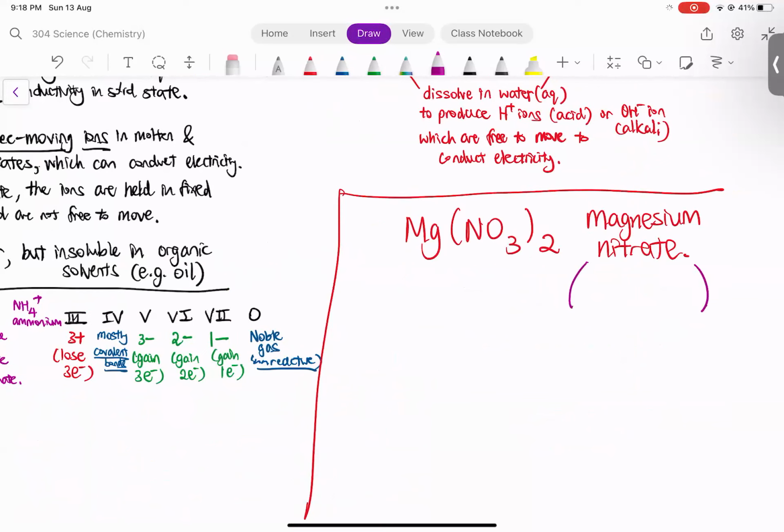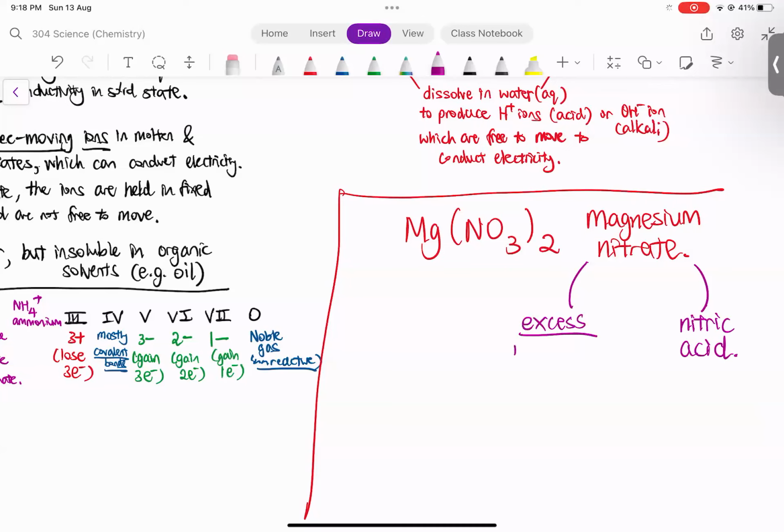Namely, we need to know that magnesium nitrate is prepared using an acid called nitric acid. We need to use nitric acid because it's a nitrate salt. Nitric acid forms the nitrate. Hydrochloric acid forms the chloride. Sulfuric acid forms the sulfate. Now, where will the magnesium come from though?